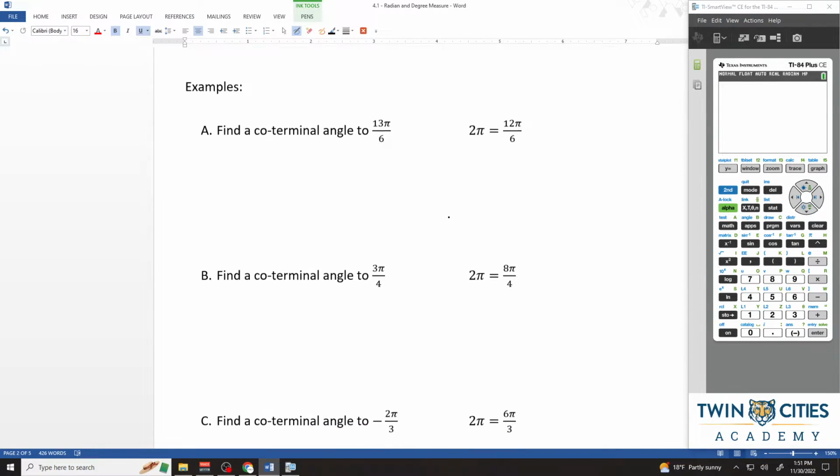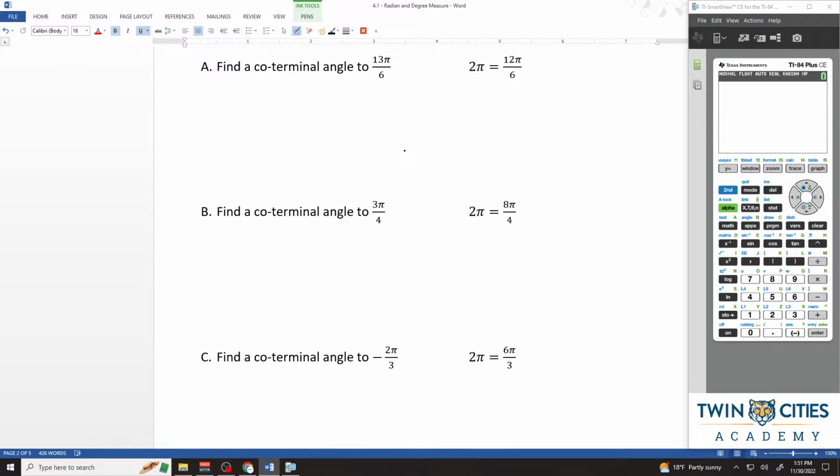So let's do some examples. Say I've got 13 pi over 6, and I want to find something that is coterminal. Well, let's start with writing down 13 pi over 6. I know that I can either add or subtract 2 pi to this to find something that is coterminal.